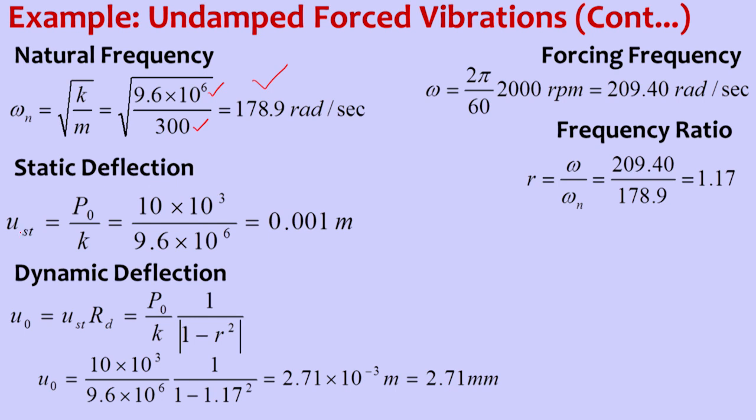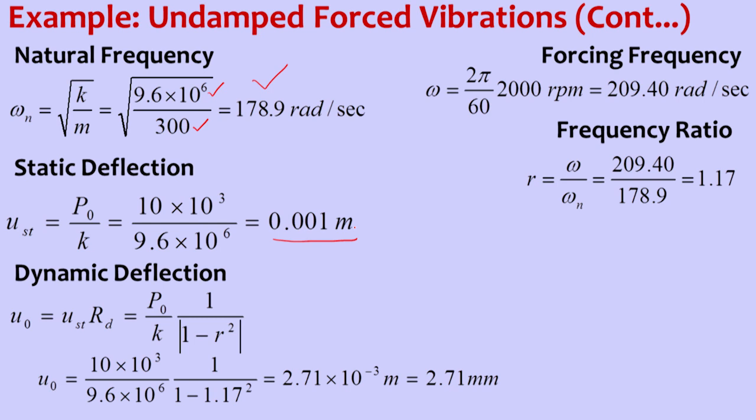First find out the static deflection. Static deflection, U static, is P naught by K. P is the load of the generator or motor, where the ton is converted into Newton. So, that is 10 into 10 to the power of 3 divided by K. K is also known to us, 9.6 into 10 to the power of 6. So, that gives us 0.001 meter, which is equal to 1 millimeter.